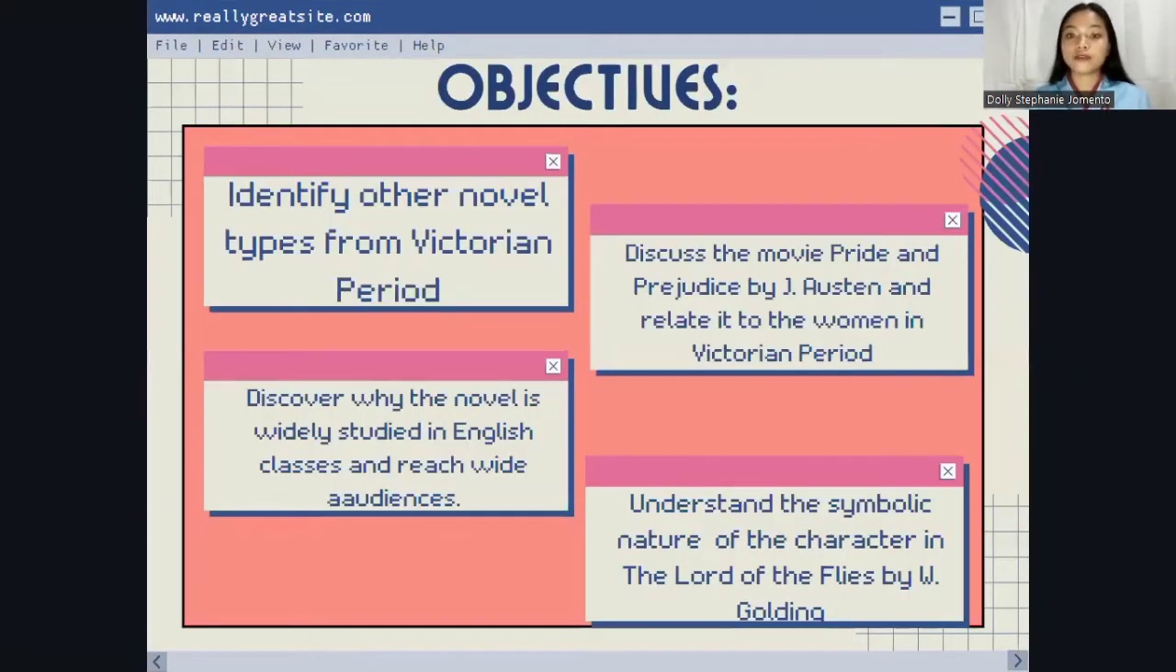So the objectives of this discussion are that students will be able to identify the other novel types from the Victorian period. They will be able to discuss the movie Pride and Prejudice by Jane Austen and relate it to the women in the Victorian period. They will also discover why the novel is widely studied in English classes and reaches wide audiences. And the other one is that students will be able to understand the symbolic nature of the characters in The Lord of the Flies by William Golding.